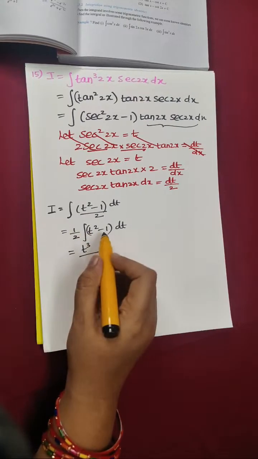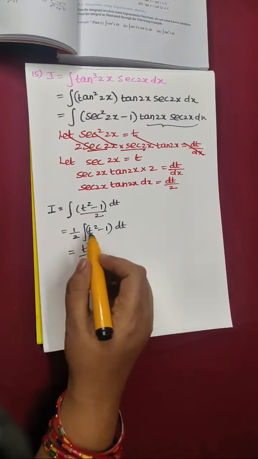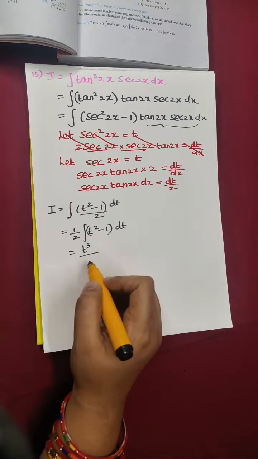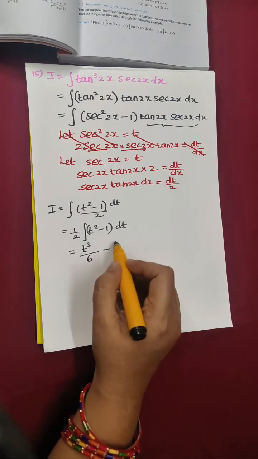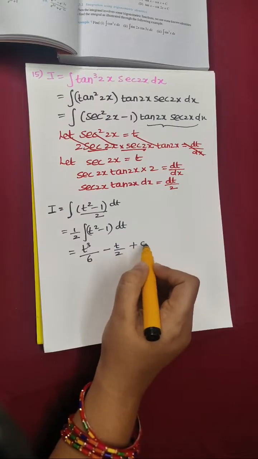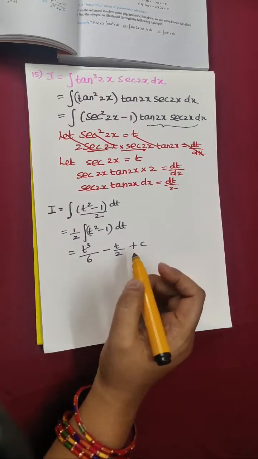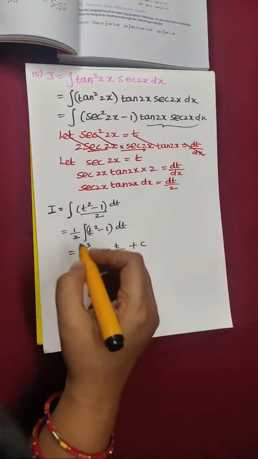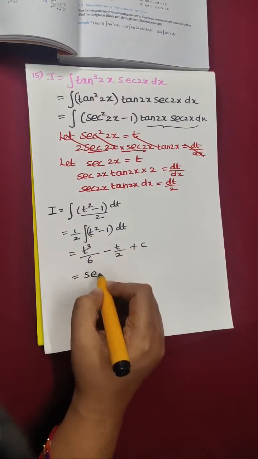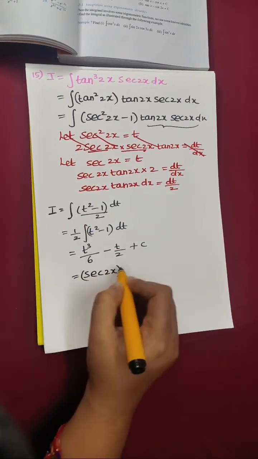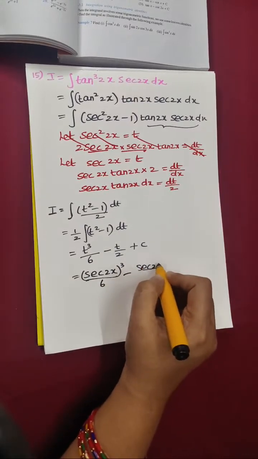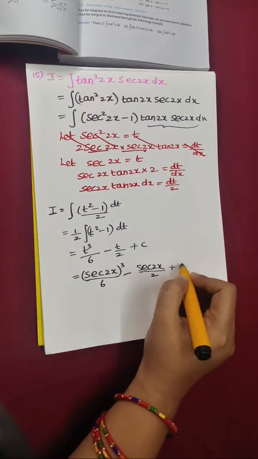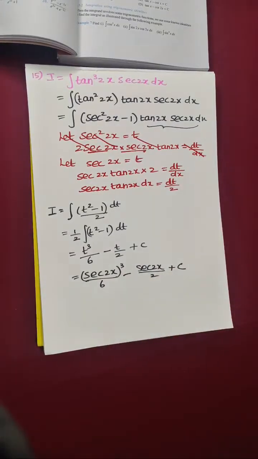Just multiply 1 by 2 with the integral of both terms. So already we have 2, and here we'll get the power 3, so 2 threes are 6, minus t by 2, plus c. So the required answer, replacing t in terms of x, is secant cube 2x by 6 minus secant 2x by 2 plus c. This is the required answer.